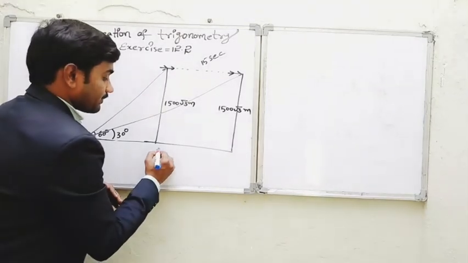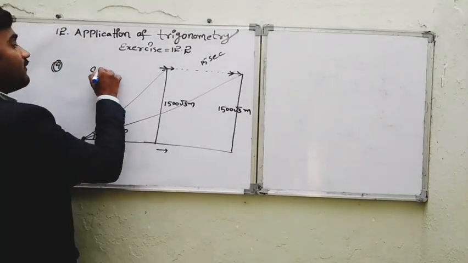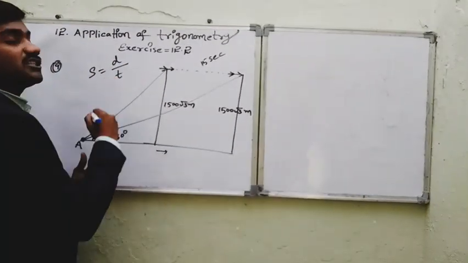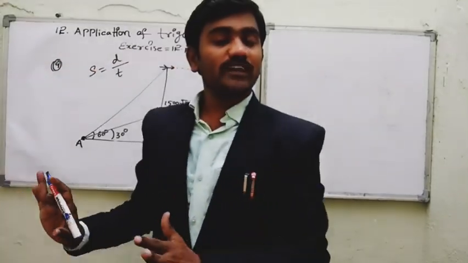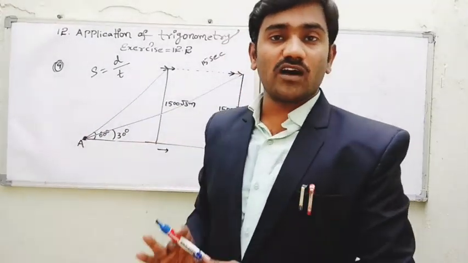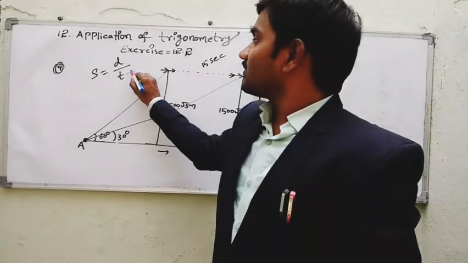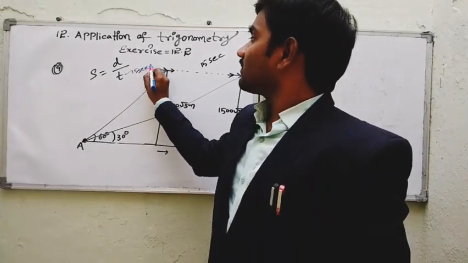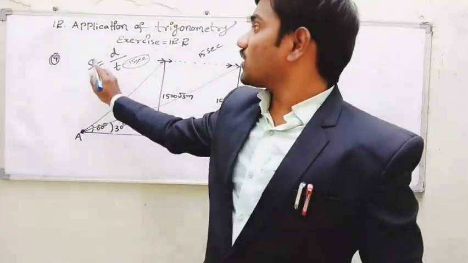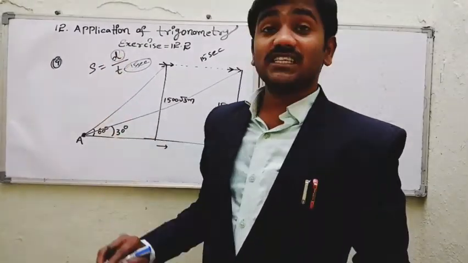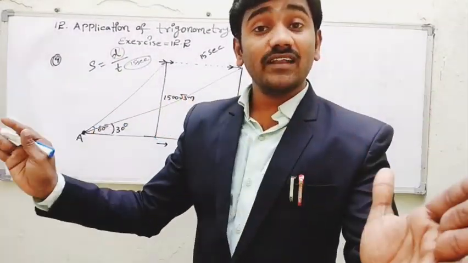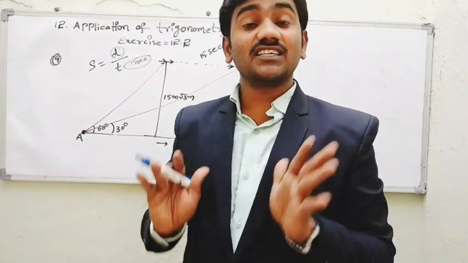To find out the speed, we know the formula: speed equal to distance by time. Time is already given, that is 15 seconds. Now we require the distance. What distance did it travel in these 15 seconds? That is what we need to find out.